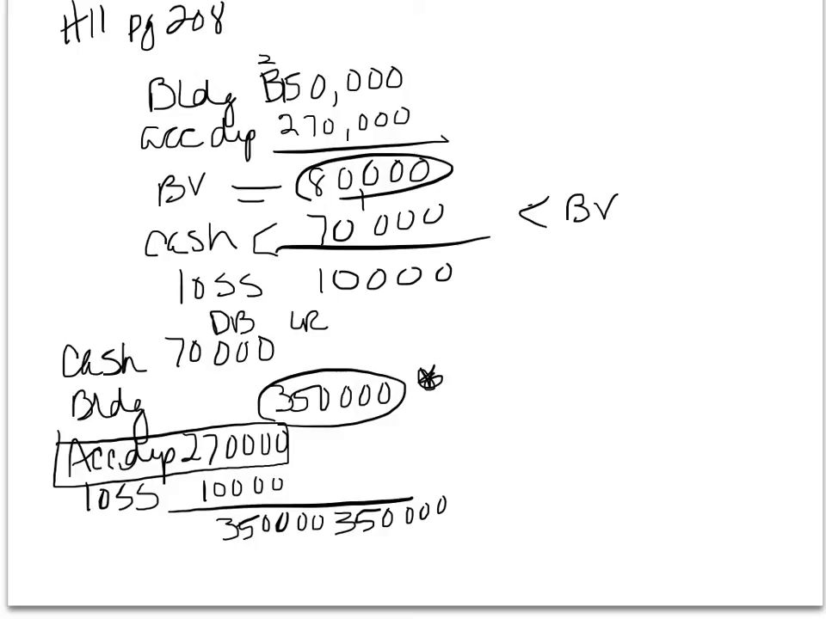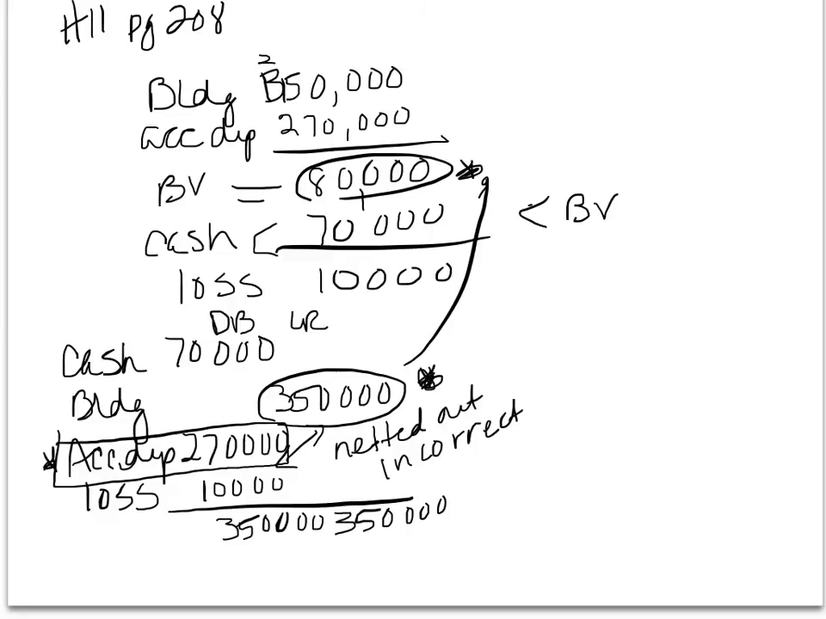They took the $80,000, which was the book value, away when they needed to credit building for $350,000. So A is wrong, where building should be $350,000, and they've left off the accumulated depreciation. What they did is they netted it out. That is incorrect. They netted out $350,000 minus $270,000 equals the book value of $80,000, and that journal entry is incorrect.